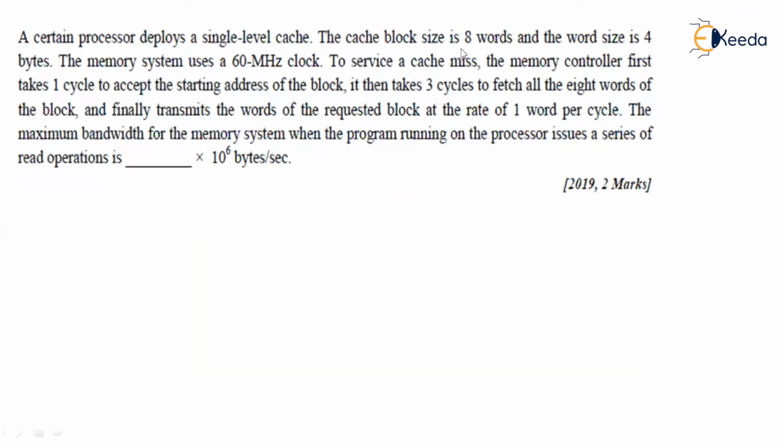A cache block size is 8 words and the word size is 4 bytes. The memory system uses 60 MHz clock. To serve a cache miss, the memory controller first takes one cycle to accept the starting address of the block. Then it takes 3 cycles to fetch all the 8 words of the block, and finally transmits the words of the requested block at the rate of 1 word per cycle. The maximum bandwidth for the memory system when the program running on the processor issues a series of the read operations is dash into 10 power 6 bytes per second.